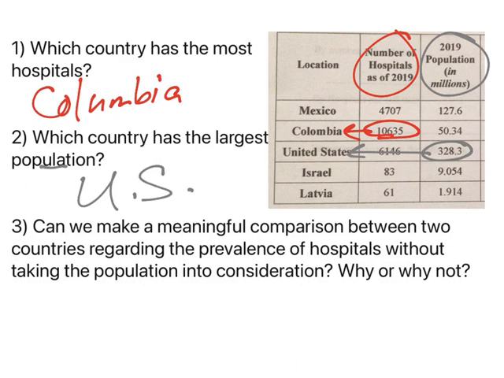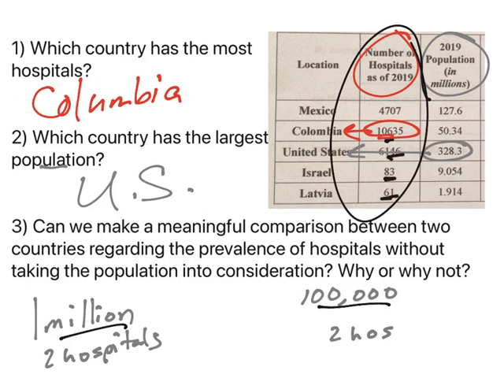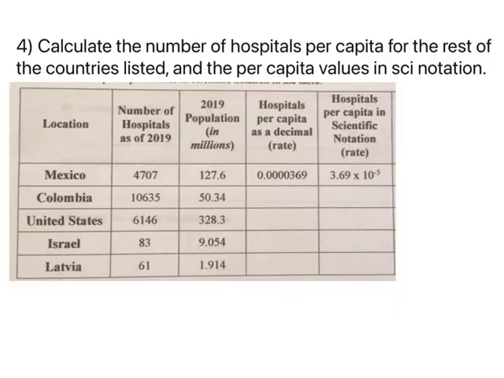Can we make a meaningful comparison between two countries, let's say the U.S. and Colombia, regarding the prevalence of hospitals without taking the population into consideration? Why or why not? Now, we could talk for an hour on this, but we're not going to. The idea is if we have 1 million people and 2 hospitals, that doesn't seem very good. But if I had 100,000 people and only 2 hospitals, that's still not good, but it's better, right? So you have to know how many people you are servicing with these numbers of hospitals. Just looking at the number of hospitals by itself isn't going to give you an idea until you know how many people those hospitals are servicing. That's the important piece.